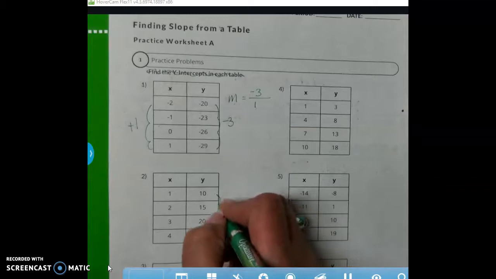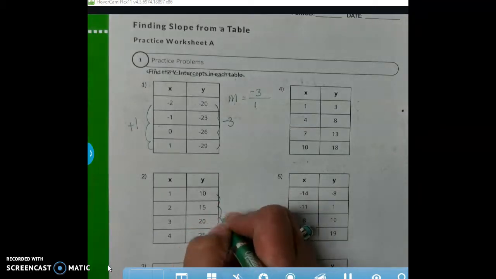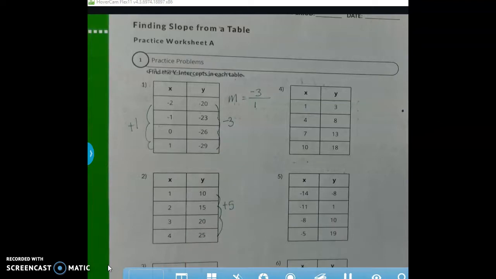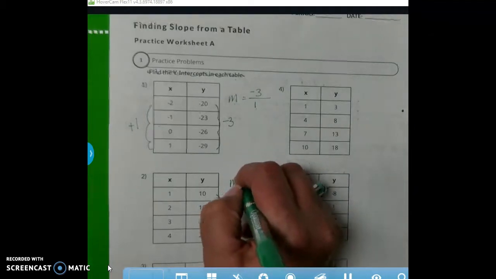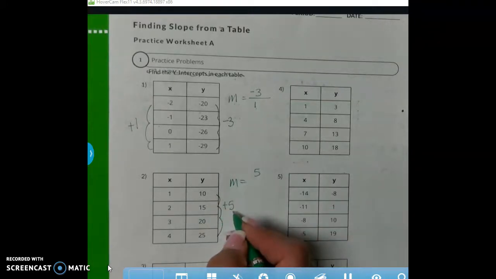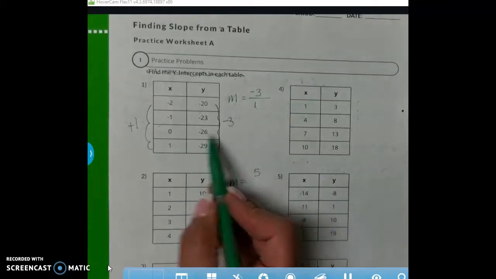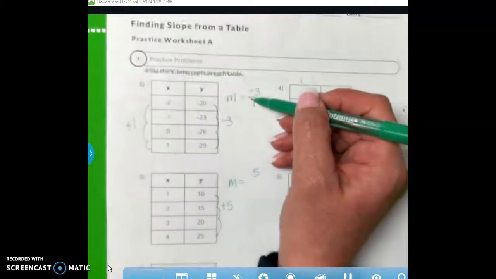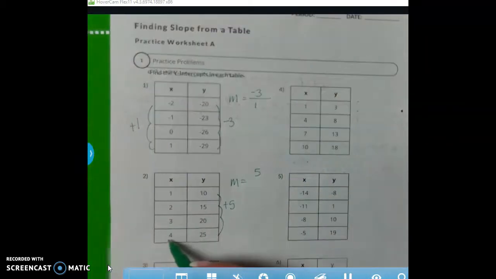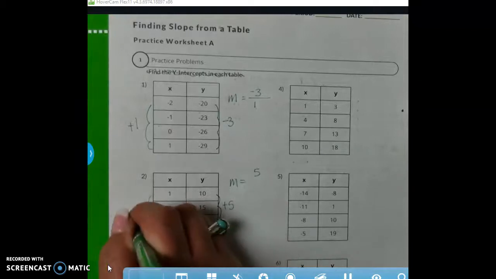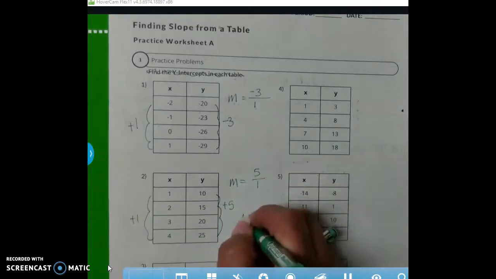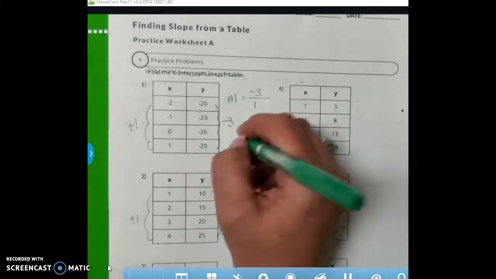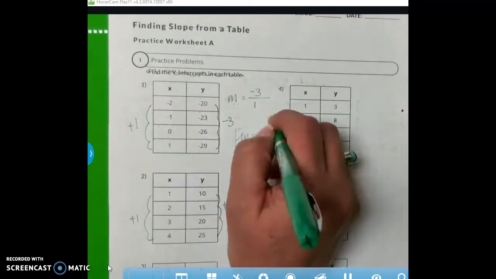All right, number 2. 10, 15, 20, 25, plus 5. I am observing my pattern, increasing by 5. This is the change in y. Please make sure that you're also writing decreasing as a minus and increasing as a plus, so then in your ratio, it converts correctly. Our x values 1, 2, 3, 4, easy breezy, plus 1. 5 over 1, slope is 5. And of course here, slope would have been negative 3.